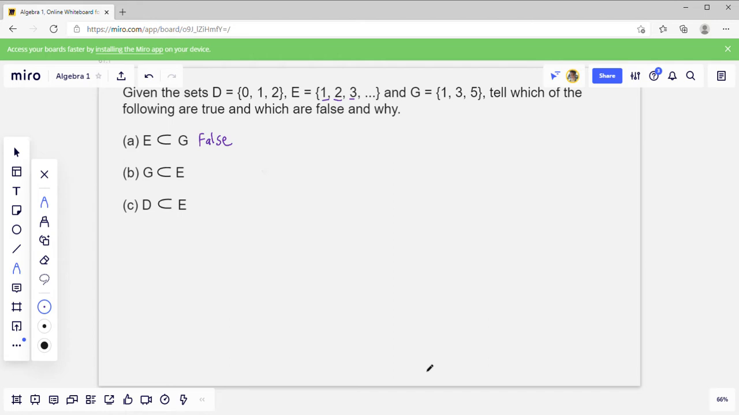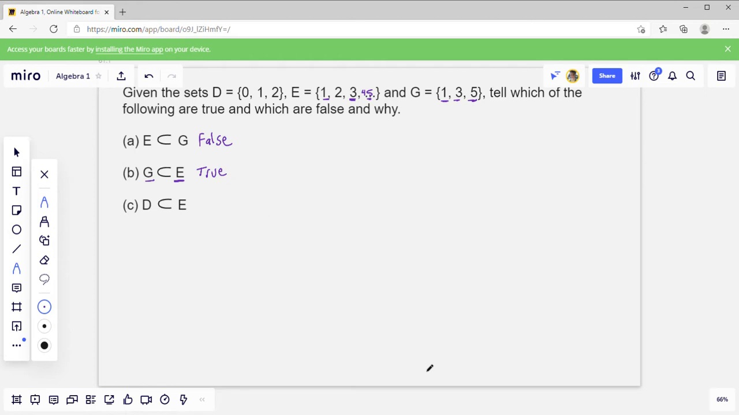2, which is an element of set E, is not an element of G. So in E, we have a 2. In G, there is no 2. Okay, so that one's false. B. G is a subset of E. All right, so let's look at G. G has 1, 3, and 5. E has 1, 3, and it would have 5 because this means 4, 5, so 5 would be in it. So that one is true. All the members of G are also members of E.